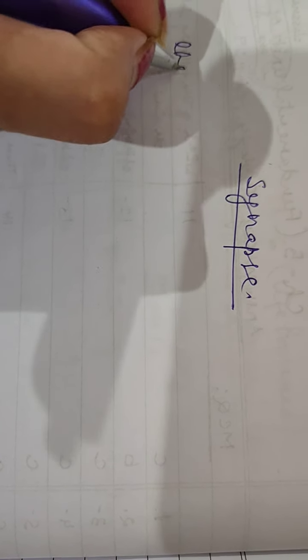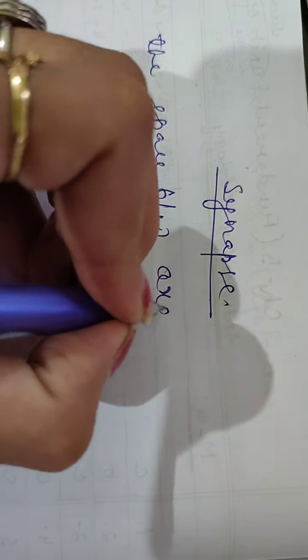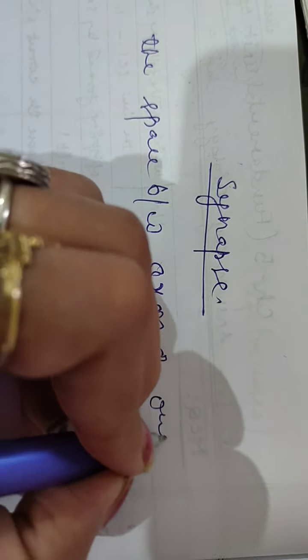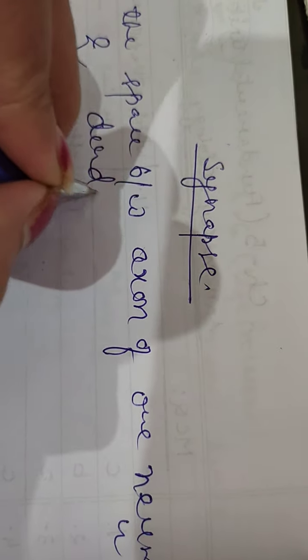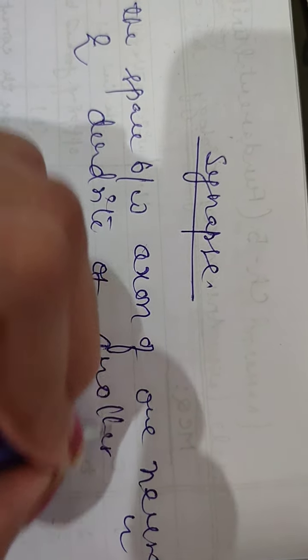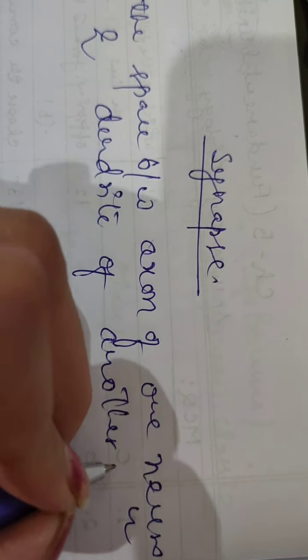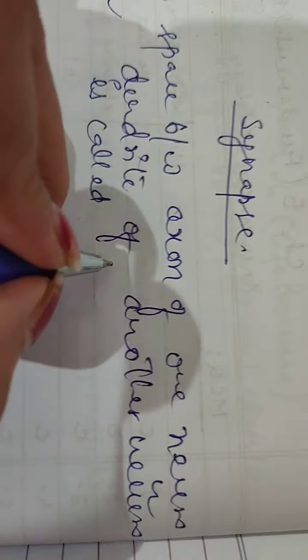It is the space between the axon of one neuron and the dendrite of another neuron, which is called synapse.